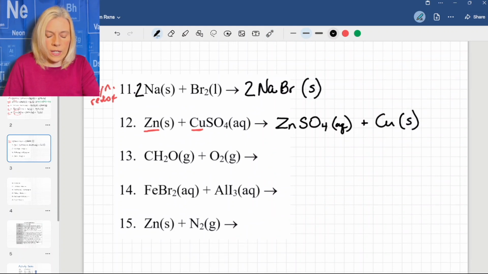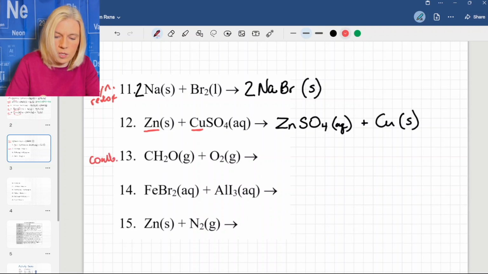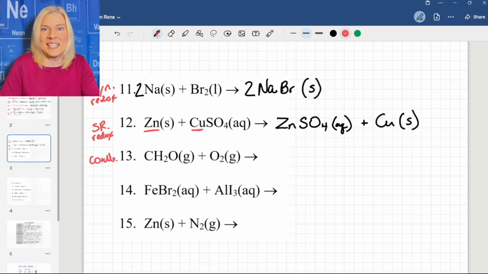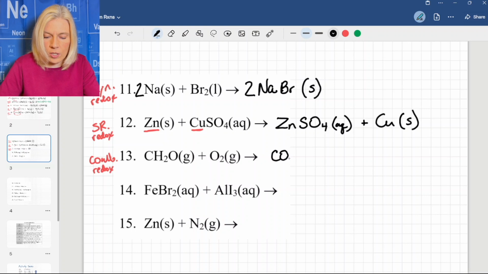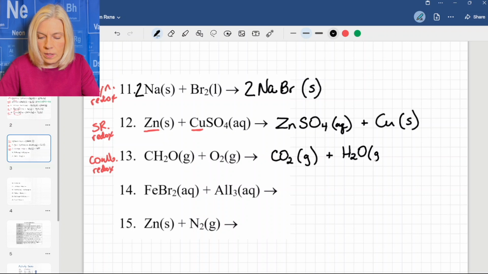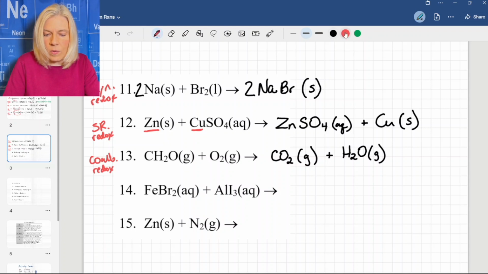All right, wow, what do we have here? We have formaldehyde reacting with oxygen. It's a carbon-containing compound, so this is my combustion reaction. Going really, really fast here. Our combustion reaction is also redox. And what are we going to have? Well, combustion reaction: carbon dioxide gas plus water. And let's balance it. And actually it is balanced. And there we go. Okay, let's keep going.